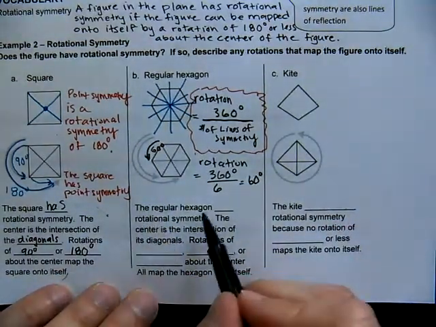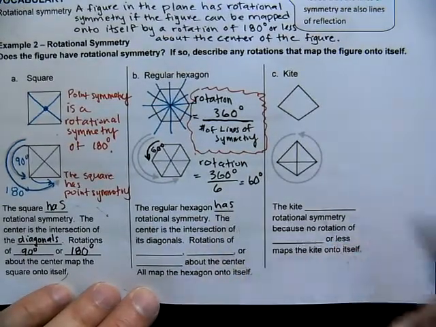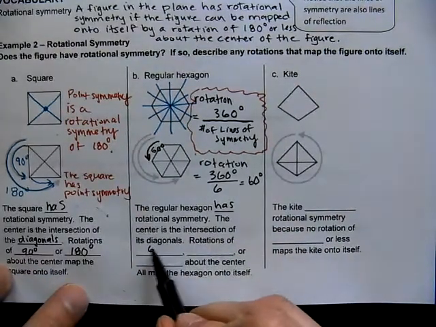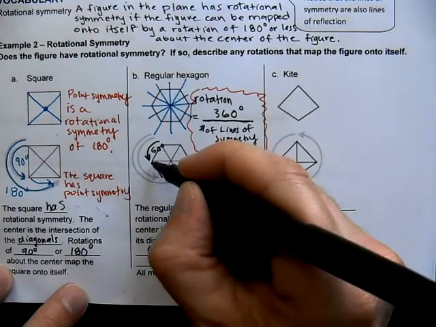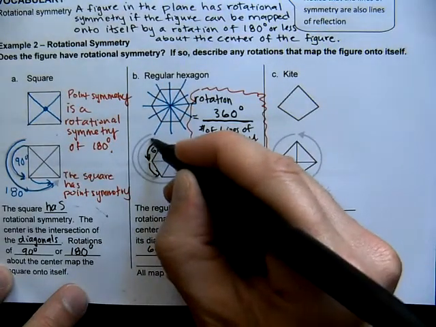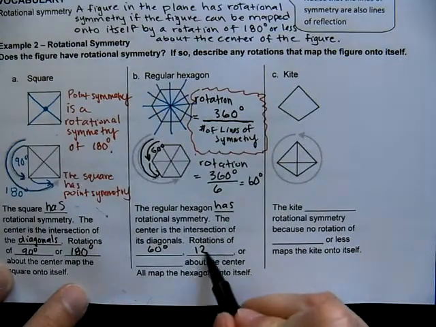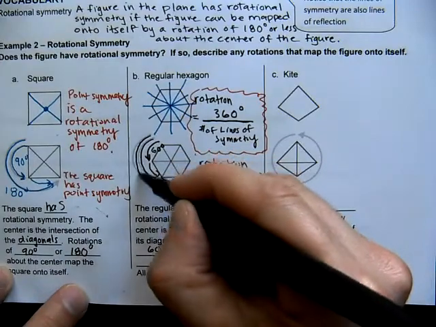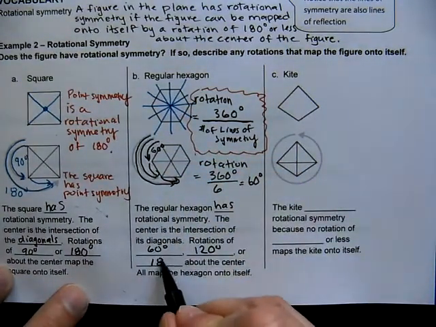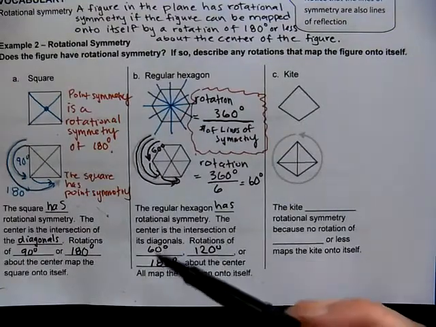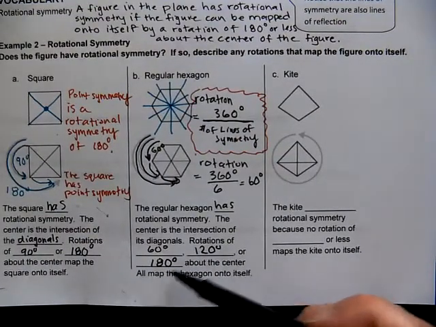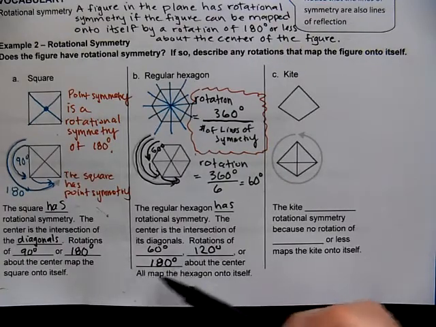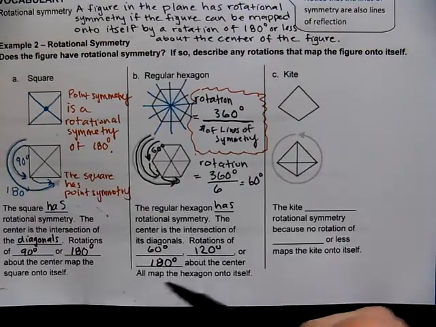So yes, the regular hexagon has rotational symmetry. Again, the center is the intersection of the diagonals, and rotations of 60 degrees. And then we're going to rotate it another 60, so that's a grand total of 120. And then we're going to rotate it another 60 degrees, so that's a grand total of 180. So you keep going until you hit 180 and then you stop. So this has 3 rotational symmetries. It also has point symmetry because we do have a measure of exactly 180 degrees.